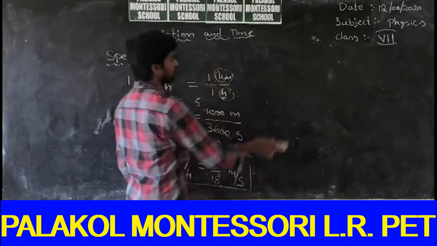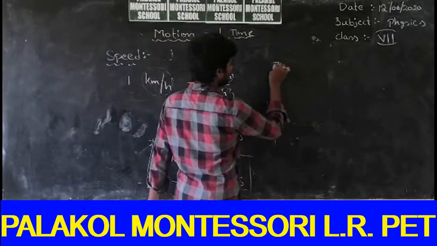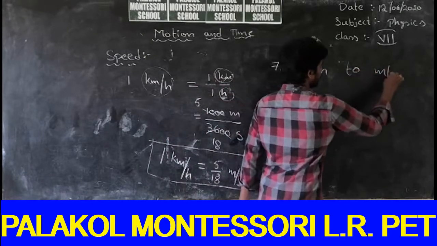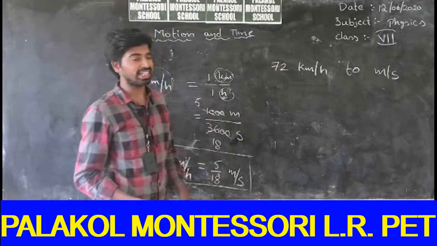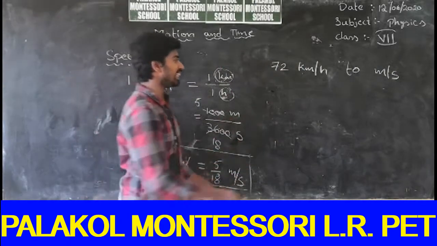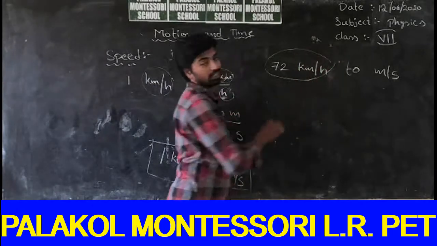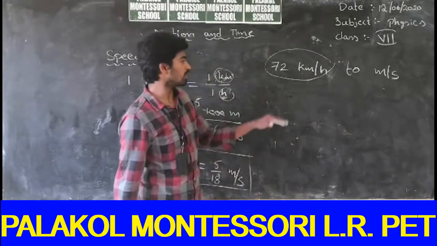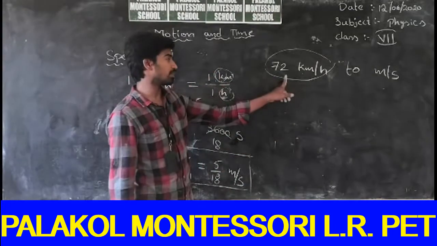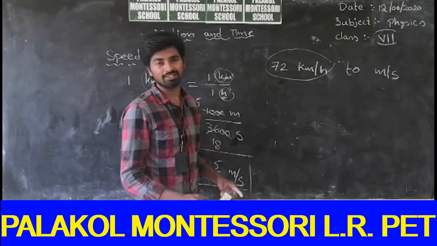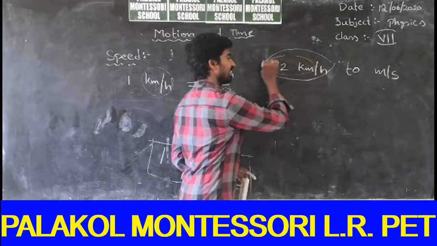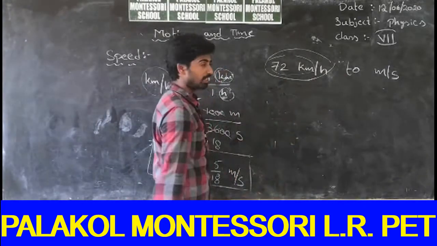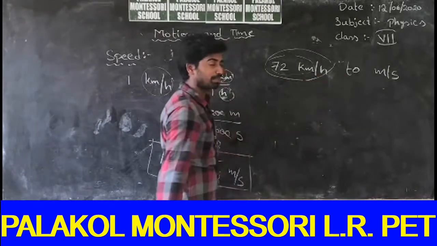So let us see an example. Convert 72 kilometers per hour to meters per second. All vehicles indicate speed in kilometers per hour only, so let us see its value in meters per second. The vehicle is moving with a speed of 72 kilometers per hour. In 1 hour it covers a distance of 72 kilometers. So let us convert 72 kilometers per hour into meters per second.